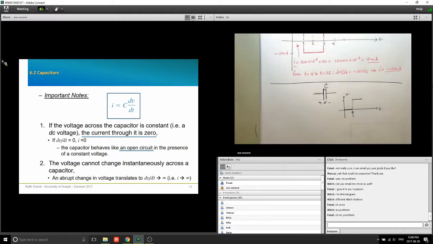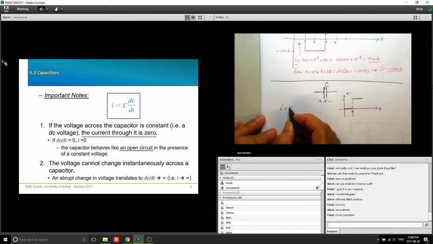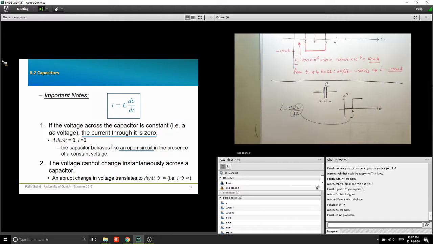Now, charges need to flow to rearrange. So it's not possible for the voltage to just jump instantaneously from here to here, because the charges will not have the time to rearrange themselves. They cannot do that in zero time. If you look at the equation, I equals C dV/dt, what would be dV/dt exactly here, like this vertical jump? If you have a vertical line, what is the slope of a vertical line? Infinite, right? So you would need an infinite current to allow for the voltage to jump.